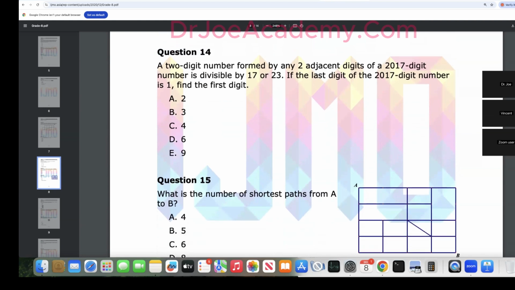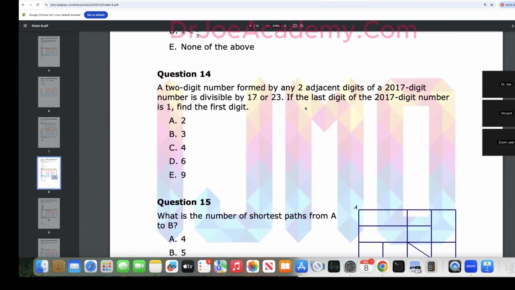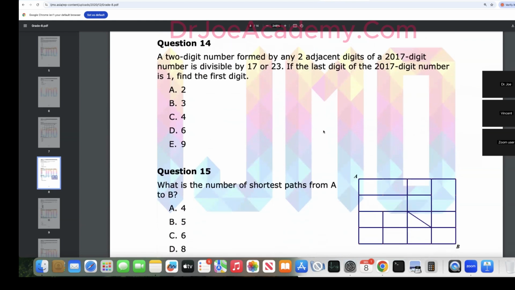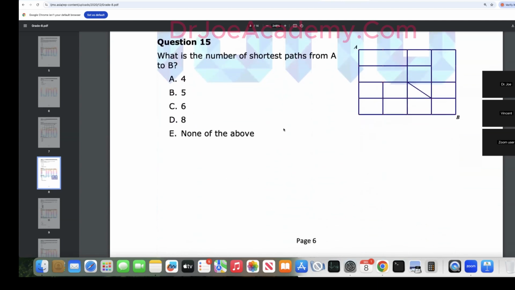Okay, do you want to look at number 14 for a little bit? Actually, why not, let's look at number 15 because it's related to what we did today.